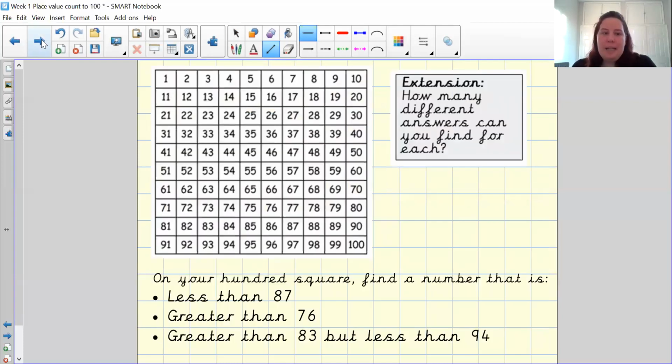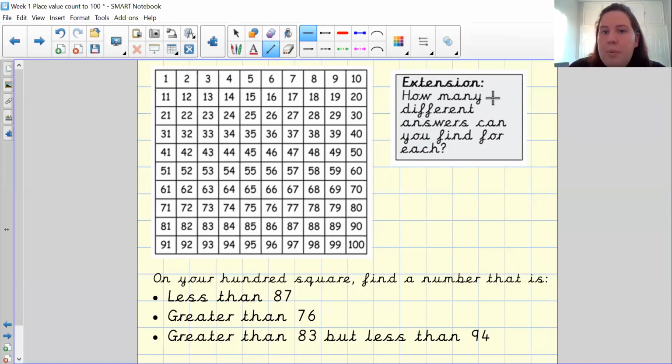I'm now going to continue with the next one. So on the 100 grid square, I would like you to find a number that is less than 87, greater than 76, and greater than 83, but less than 94. So this is a challenge for you. So we've used a little bit of a 100 grid square. And I would like you now to try and solve these questions. So you might just find one, but there are a lot of different answers that you could give. So there's lots of answers that will make you correct. There's not just one answer, okay?